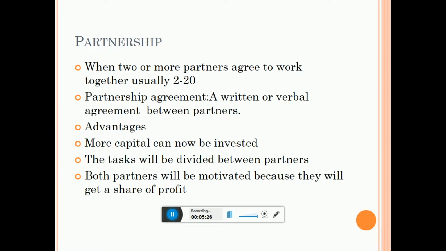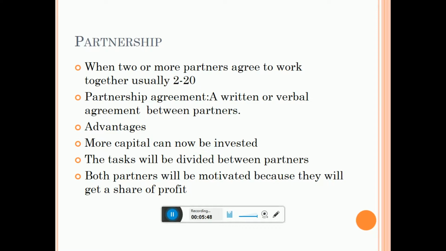Now we have partnership. This is when 2 or more partners agree to work together, usually 2 to 20 limited, but these partnership laws vary according to the country. There is a debate on this, so we cannot say exactly, but usually it is 2 till 20. Then we have a partnership agreement, a written or verbal agreement between partners.